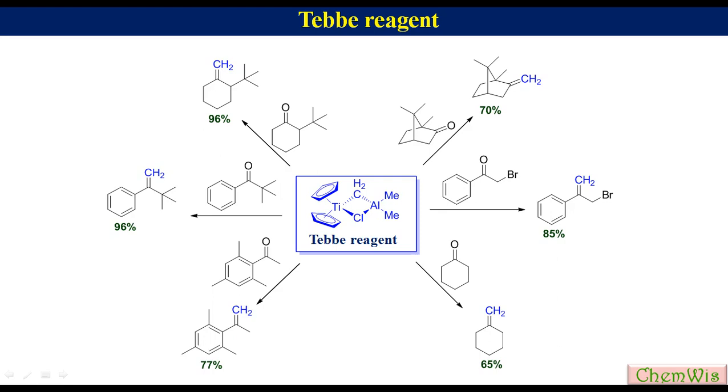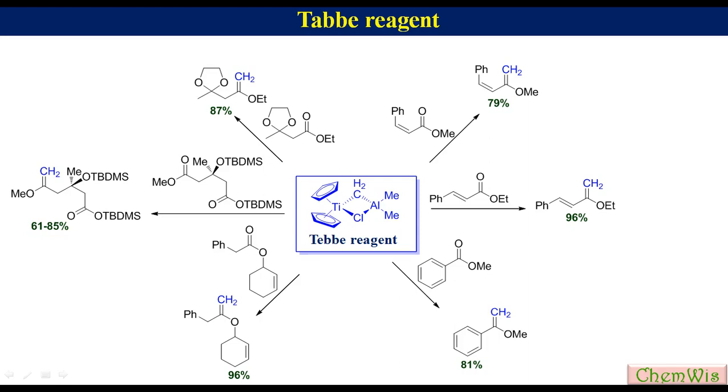These are few representative examples of conversion of ketones to corresponding methylidene products, where we can see that a variety of ketones including simple enolizable, less reactive enolizable, less reactive non-enolizable, and less stable alpha bromoketones give moderate to good yield of corresponding methylidene compounds.